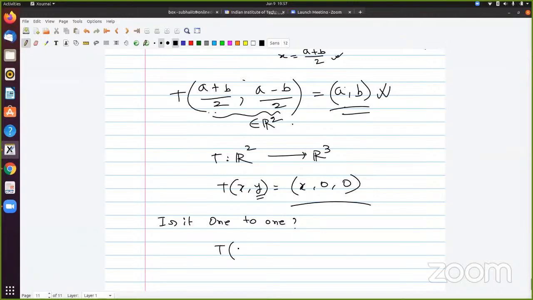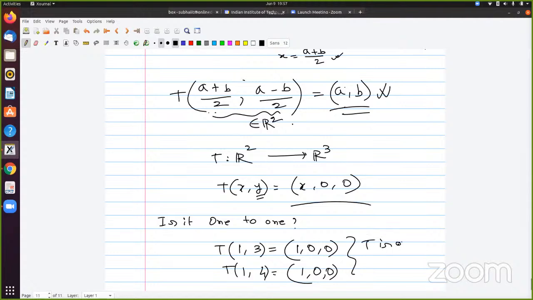I am showing that. So if I take (1,3), what is the image? (1,0,0). If I am taking (1,4), what is the image? Again (1,0,0). So two elements are giving the same image, right? Because y is useless. So T is not 1-to-1. Is it clear to everyone?